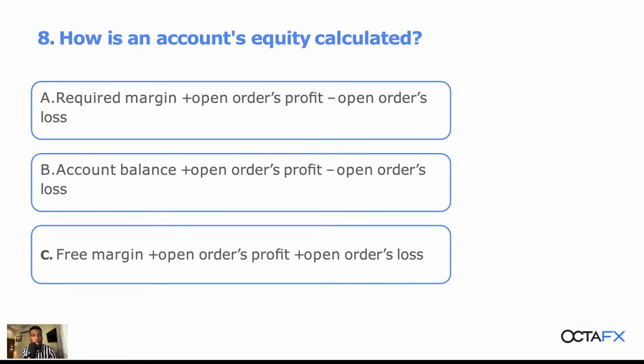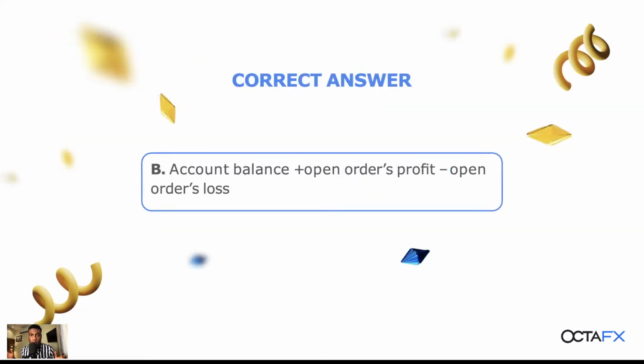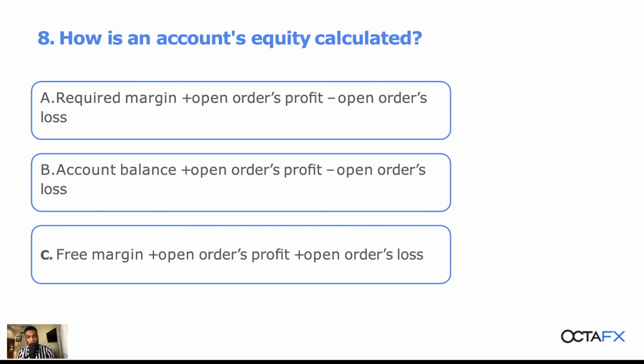We're going to number 8. How is an account equity calculated? A. Required margin plus open orders profit minus open orders loss. B. Account balance plus open orders profit minus open orders loss. And C. Free margin plus open orders profit plus open orders loss. Only one can be correct. Let's see which one it is. So the correct answer for number 8 is account balance plus open orders profit minus open orders loss. Option B.